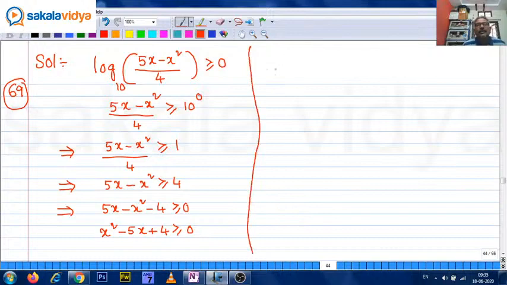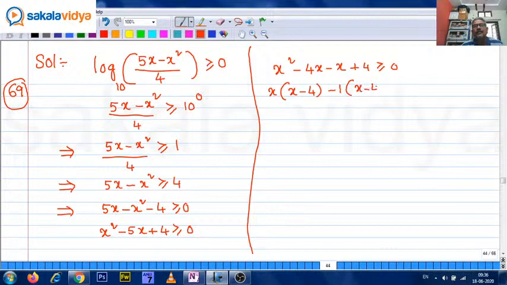This can be written as x square minus 4x minus x plus 4 greater than or equal to 0. So x common, x minus 4, minus 1 common, x minus 4 greater than or equal to 0. Now (x minus 4) times (x minus 1) greater than or equal to 0. LHS equal to 0 gives critical points 1 comma 4.